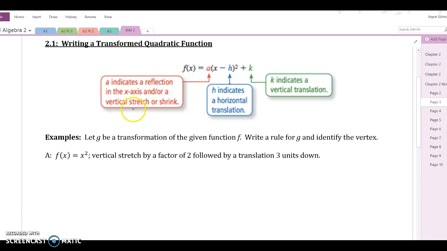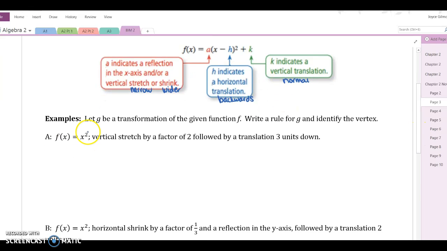So you may even want to jot in here that a vertical stretch would make the graph more narrow and a vertical shrink would make the graph wider. Your H value indicates horizontal translation, and remember it's backwards. And your K value indicates vertical translation, moving up and down, and that one is completely normal.